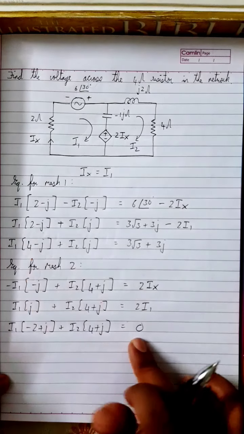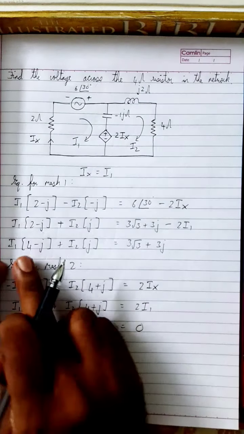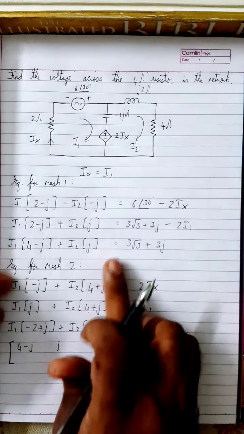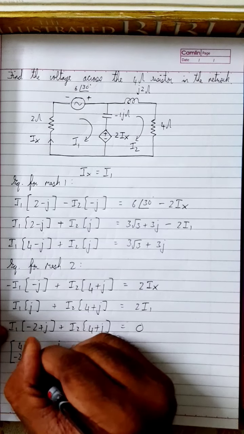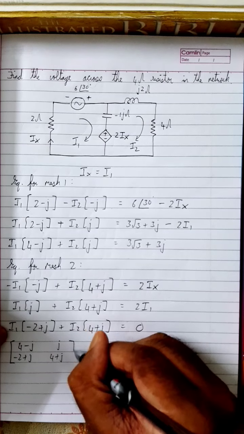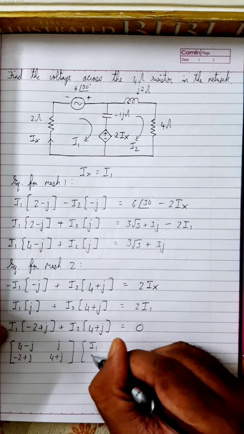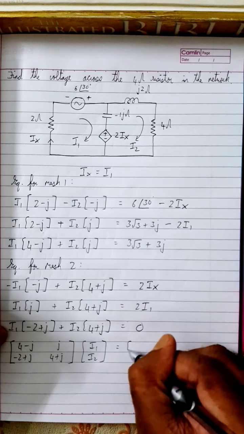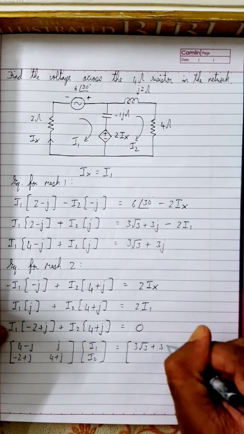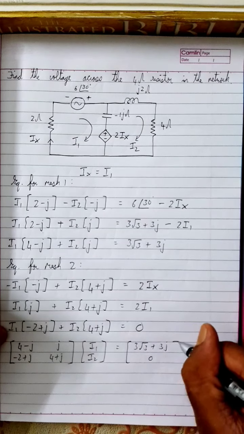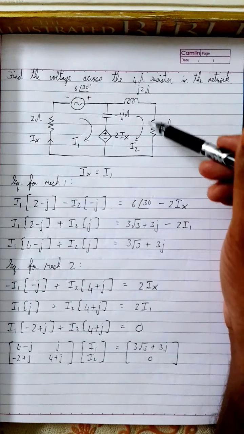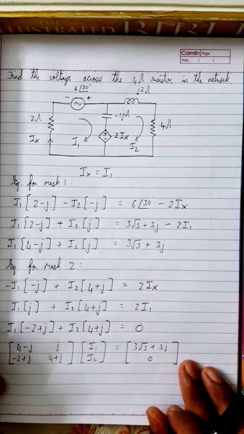So now I can write this in matrix format. The coefficient of I1 over here is 4 minus J. The coefficient of I2 is J. The coefficient of I1 over here is minus 2 plus J. The coefficient of I2 is 4 plus J. The variables are I1 and I2, and the constants are 3 root 3 plus 3J and 0. Right, this is it. But here they ask to find the voltage across the 4 ohm resistor, which means the current across the 4 ohm resistor is I2. So simply find the value of I2.